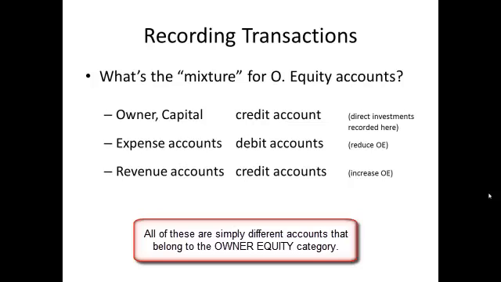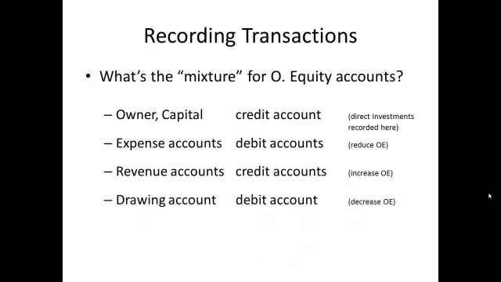Revenue accounts are called credit accounts. Again, as a sale is made in cash or receivables are booked on the left-hand side of the equation, we increase the owner equity account through use of a revenue account. The drawing account is a debit account. It's contrary to the buildup of owner equity. As the owner draws assets out on the left-hand side, we reduce the owner's equity area on the right-hand side of the equation. Lots of different activity are measured in the owner's equity area.